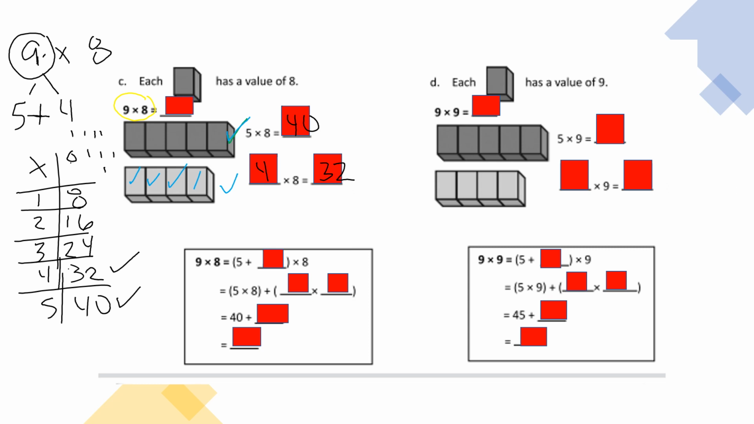Now, just like we did for 1A and 1B, all of the work that we performed at the top, we use to fill in the blanks at the bottom. All right, we're looking at the very first line. 9 times 8 equals 5 plus blank times 8. Well, in that blank, we know that 9 times 8 equals 5 plus 4 times 8.